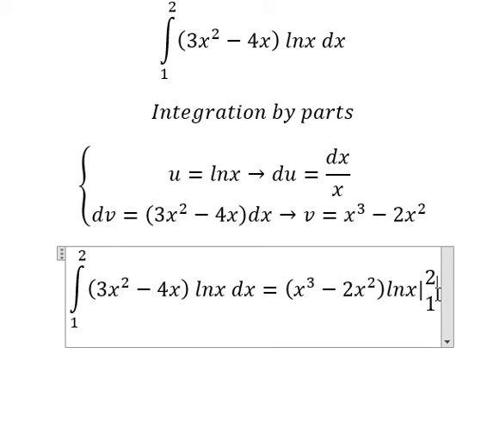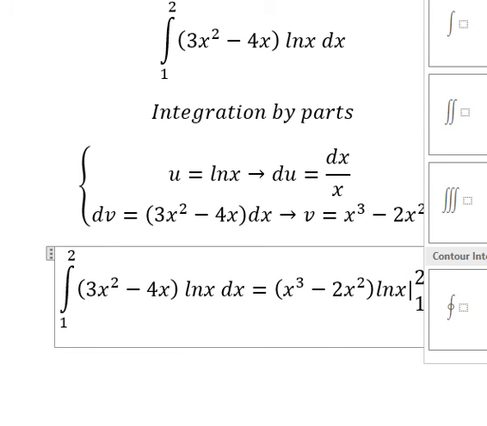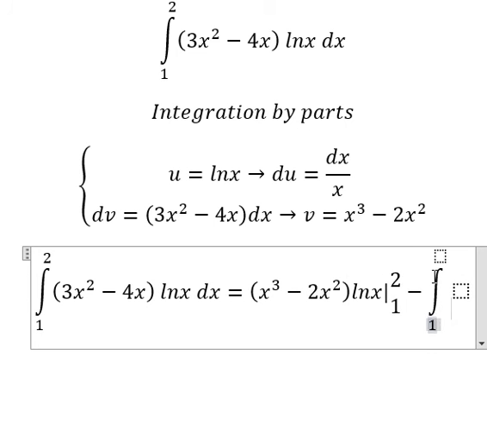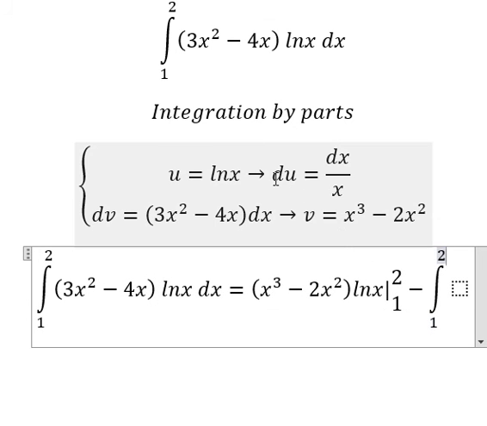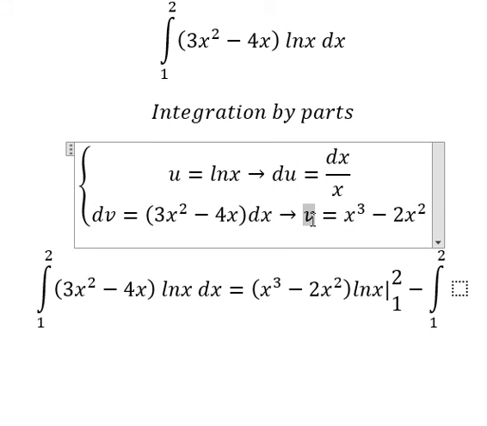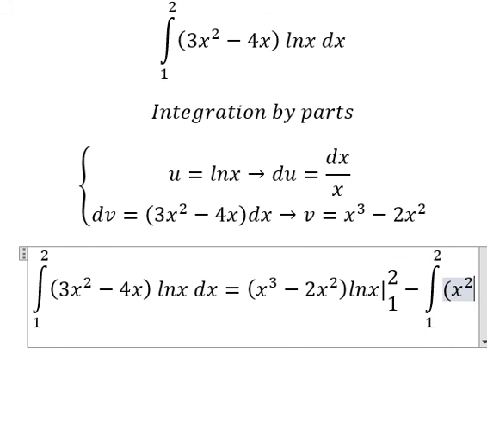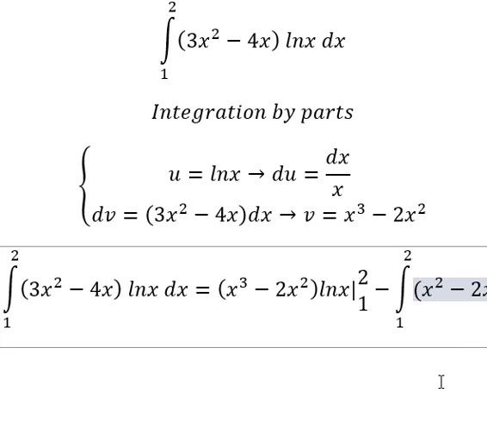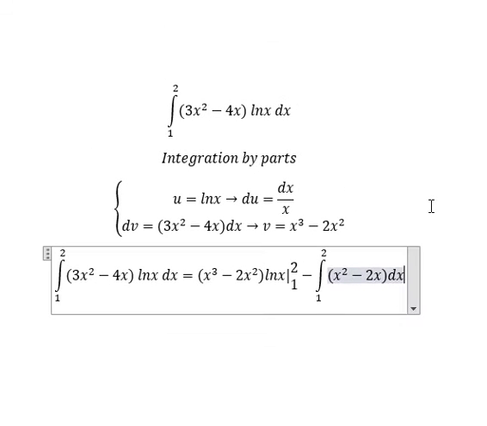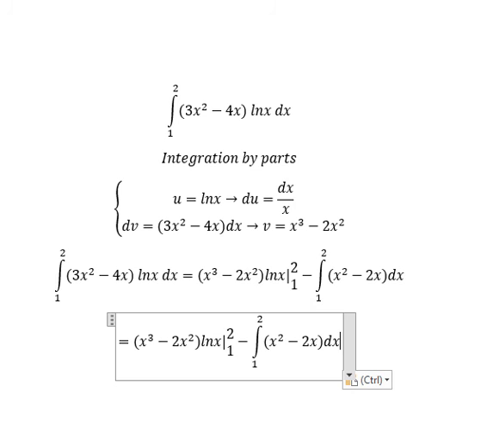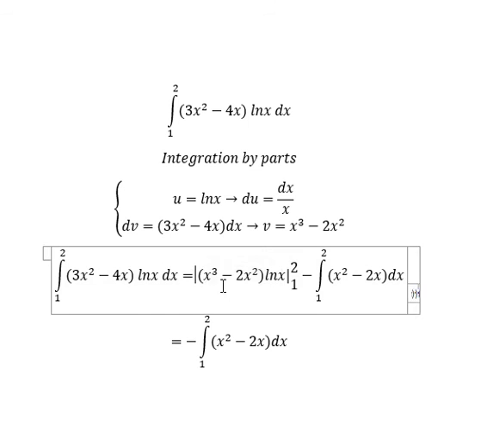minus the integration from number 1 to number 2. So we have u multiplied by v. So this one divided by s, we have s squared. The next one we have 2s. Next, I will put number 2 and number 1 in here. So we have like this.